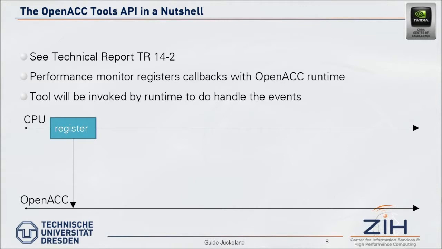Basically how it works in a nutshell is the performance monitor registers callbacks with the OpenACC runtime. Your application is what you're doing right here, and this is not your application. That's basically the Score-P tool, or your gprof, or whatever your OpenACC capable performance tool is. It registers those callbacks, not for every routine, just the ones that you're interested in, depending on what you want.